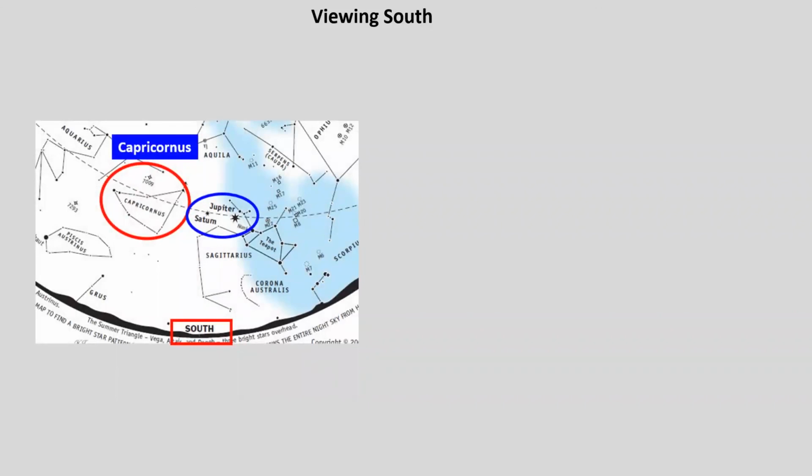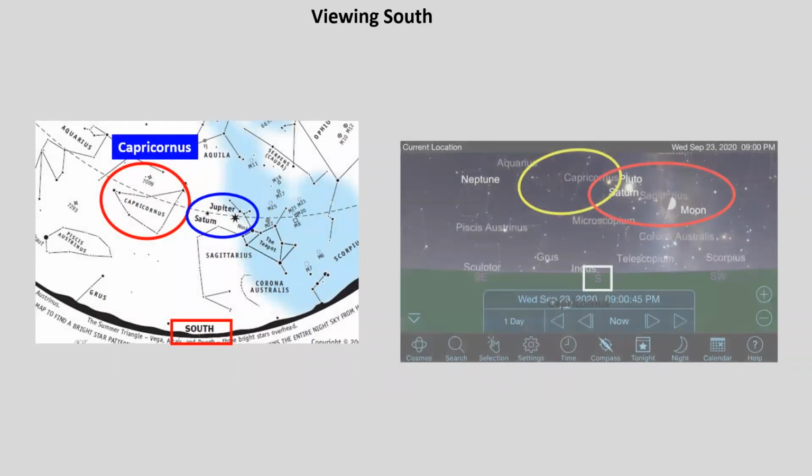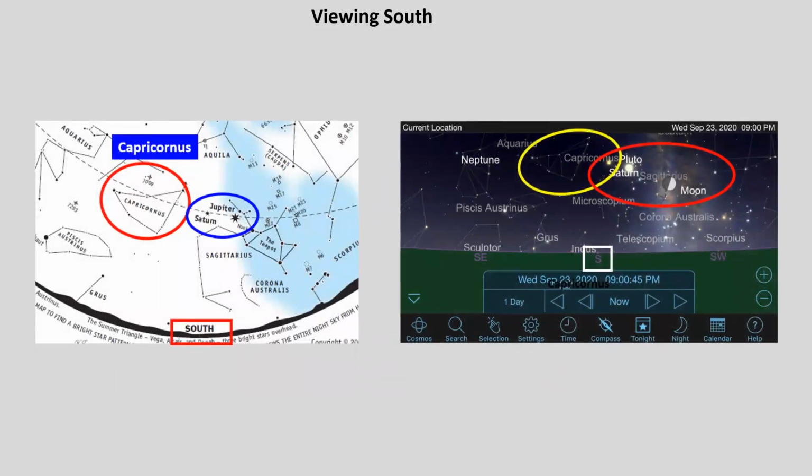So now let's kind of review what we've done. Viewing to the south, I'm showing you both the map display and I'm showing you the cell phone display. You'll notice that in both cases, I'm looking south. On the left side, I've got a red box around it. On the right side, I got a white box. You'll notice that in both cases, Jupiter and Saturn show up. And then I've also got Capricornus just to the left.